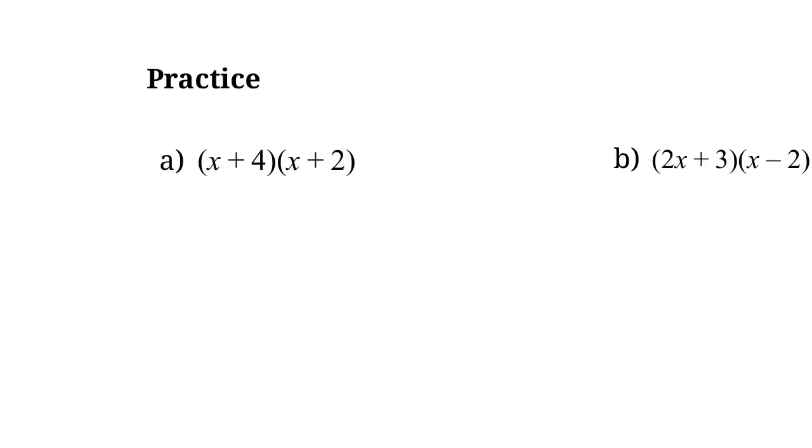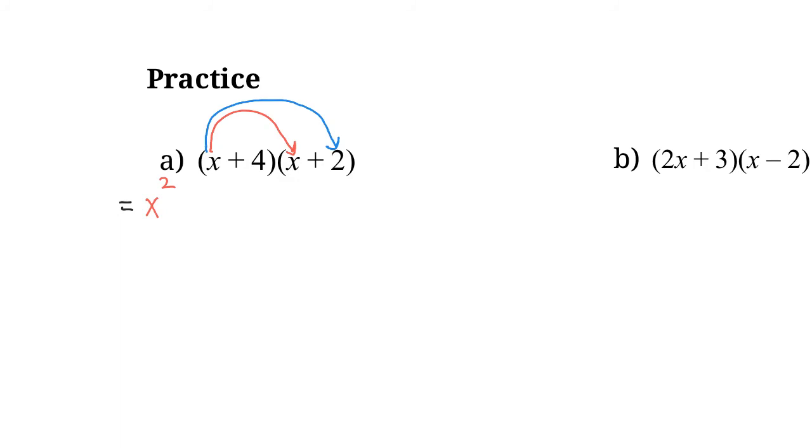So let's try an example. We've got x plus 4 being multiplied by x plus 2. So we're going to follow our FOIL acronym. We'll start with multiplying the first term in the first bracket with the first term in the second bracket. So that's going to give us x times x, and x times x is x squared. And then we move on to O, which means outer. So we're going to take the outside term from the first bracket and multiply it by the outside term in the second bracket.